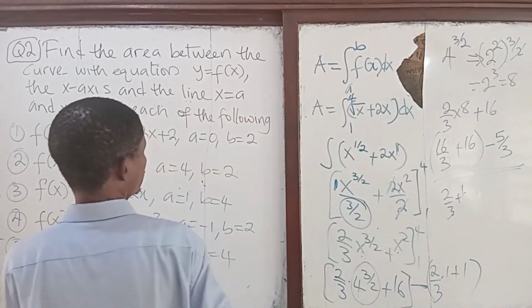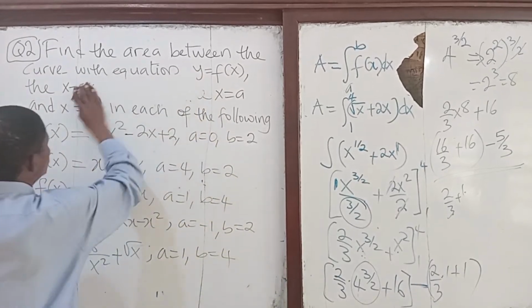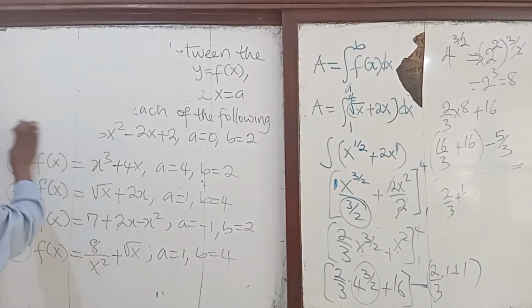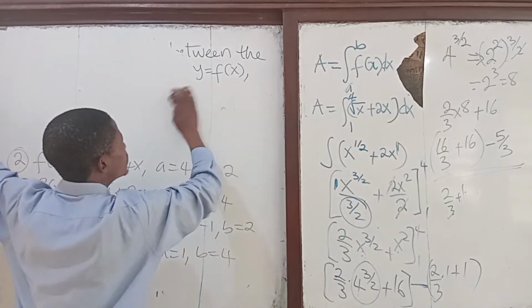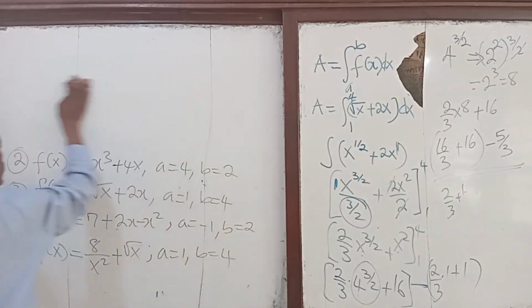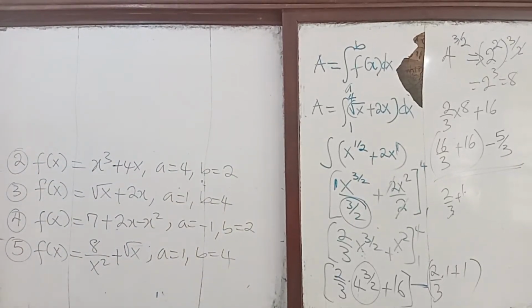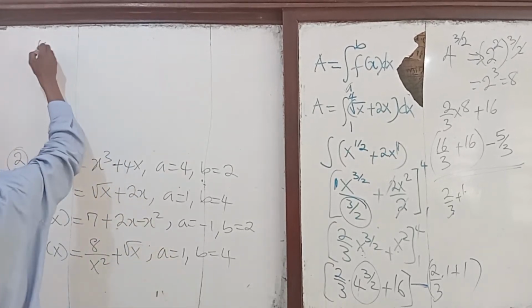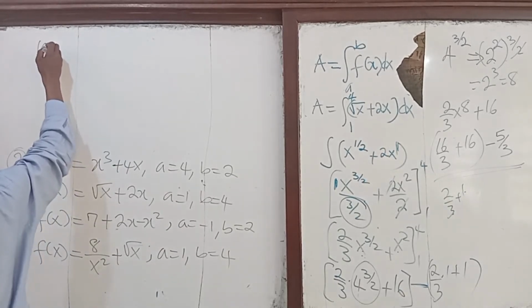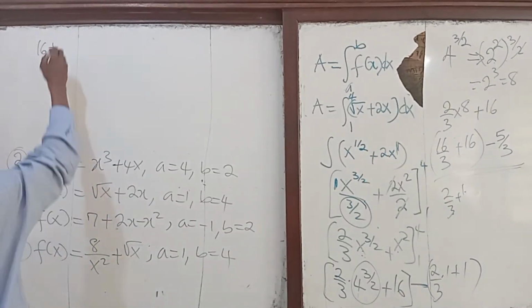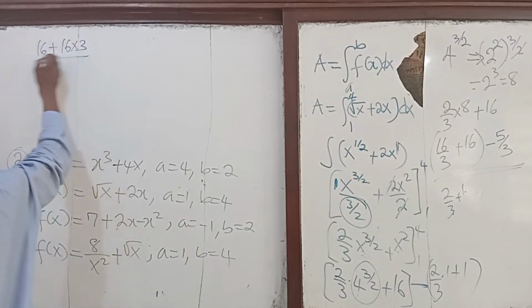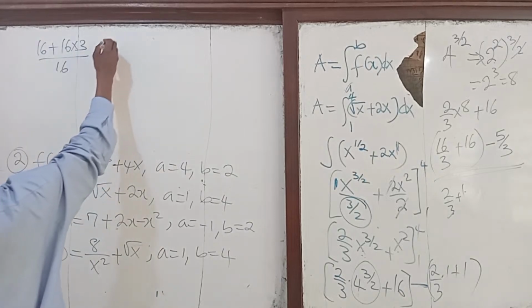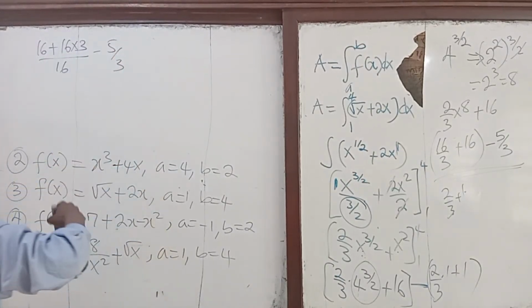Okay, this will be equal to... so we have the first one, 16 over 3 plus 16. That will be 16 plus 16 times 3 over 16. Okay. And then minus 5 over 3. I want you to finish this one up.